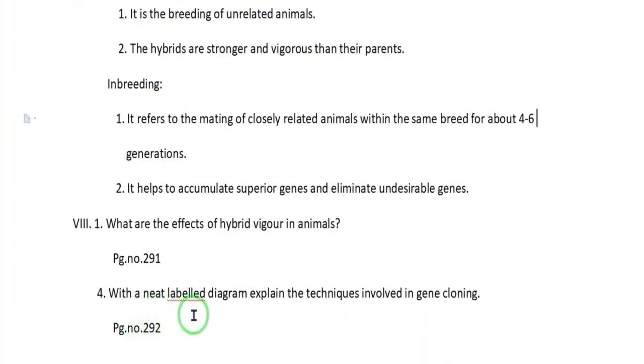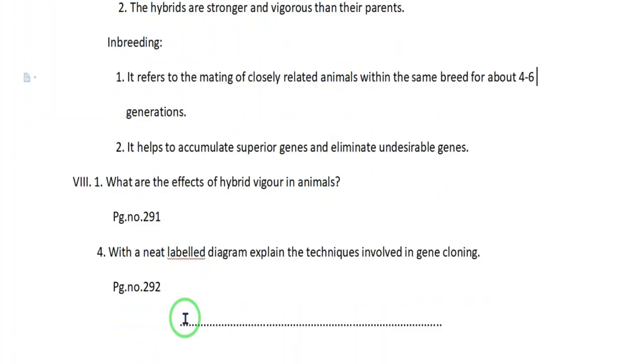Question number 4. With a neat labeled diagram, explain the techniques involved in gene cloning. Answer, page number 292. First write the definition. Gene cloning heading. Third line: the carbon copy of an individual is often called a clone. The next paragraph: in gene cloning, a gene or a piece of DNA fragment is inserted into a bacterial cell where the DNA will be multiplied as the cell divides. Afterwards, you have to write the 5 points, then draw the diagram.